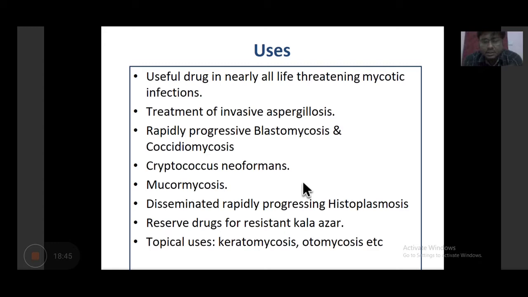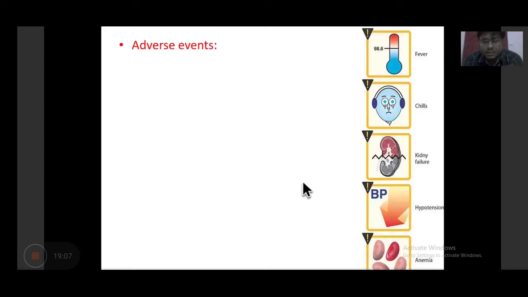Then in histoplasmosis, and not only that, it is useful in the treatment of kala azar, that is black fever. We'll see that in Leishmania treatment. Just remember one more use of amphotericin apart from fungal infection is this Leishmania. And for topical uses of amphotericin, keratomycosis and otomycosis we can use. Mostly we have very good other topical agents also.